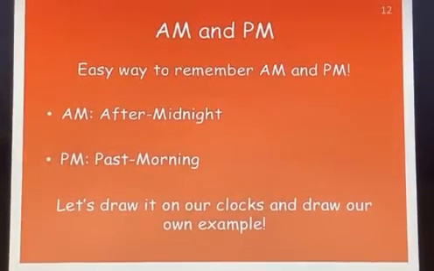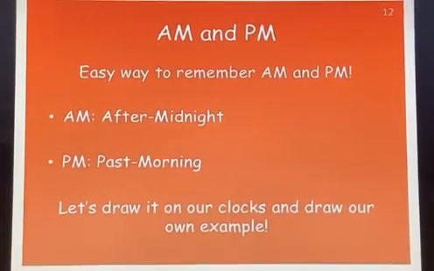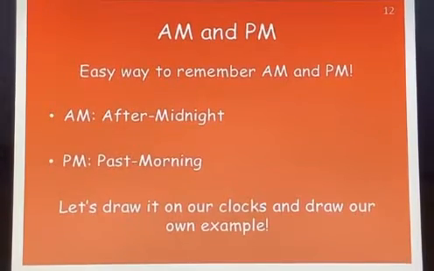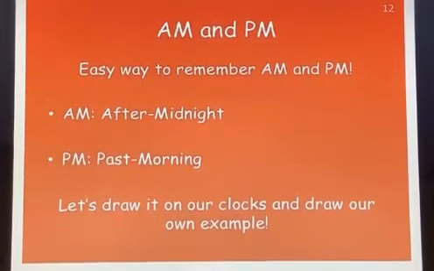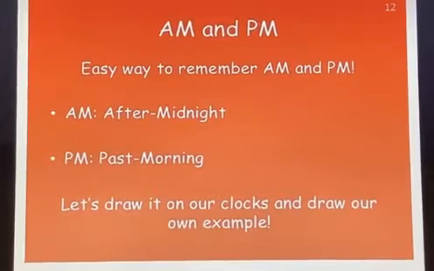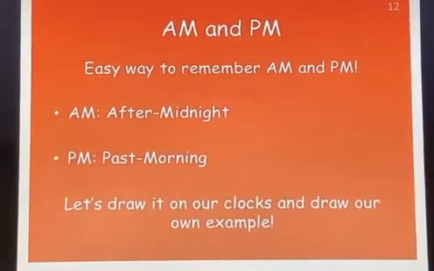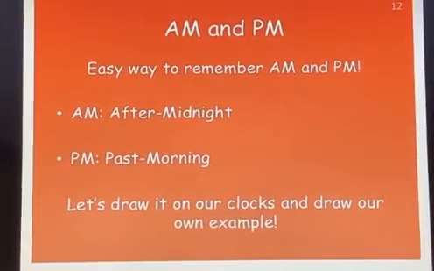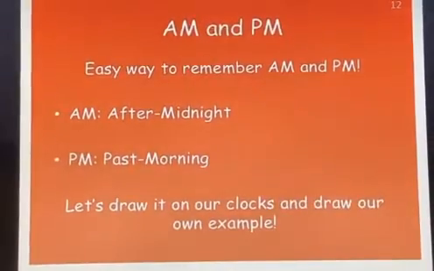Easy way to remember AM and PM. AM means after midnight and PM means past morning.